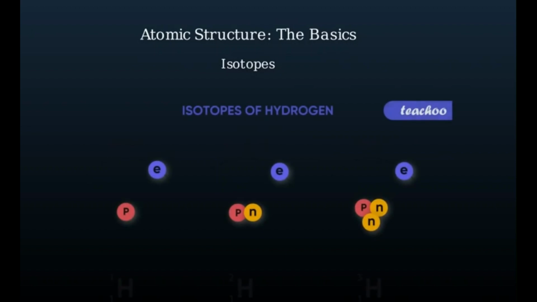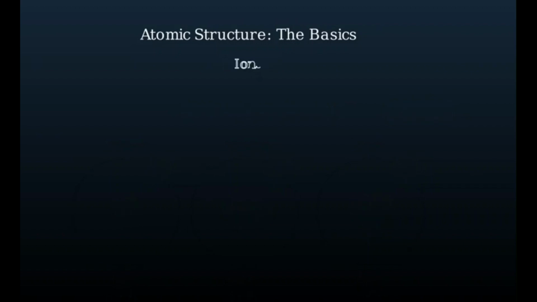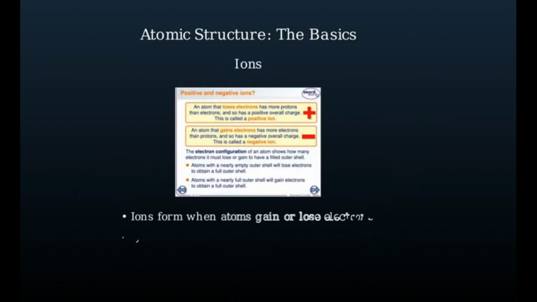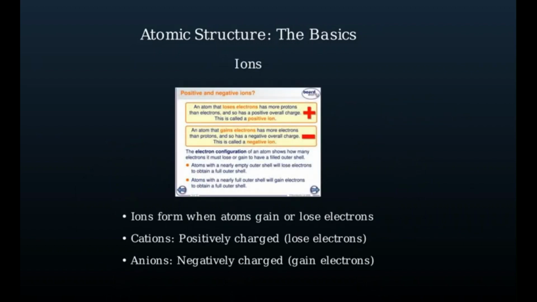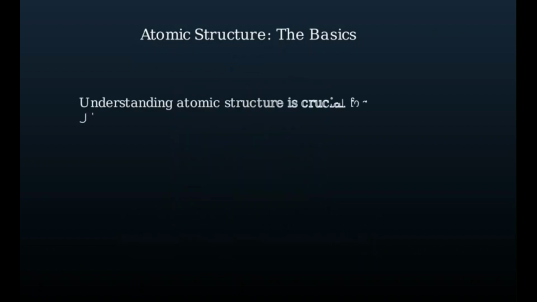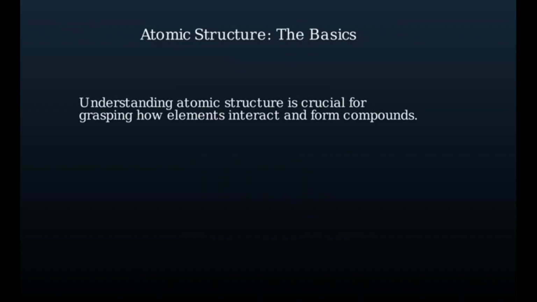Isotopes are variants of an element that have the same number of protons but different numbers of neutrons. This affects the atom's mass, but not its chemical properties. Ions are formed when atoms gain or lose electrons. Atoms that lose electrons become positively charged cations, while atoms that gain electrons become negatively charged anions. Understanding these basics of atomic structure is crucial for grasping how elements interact and form compounds.